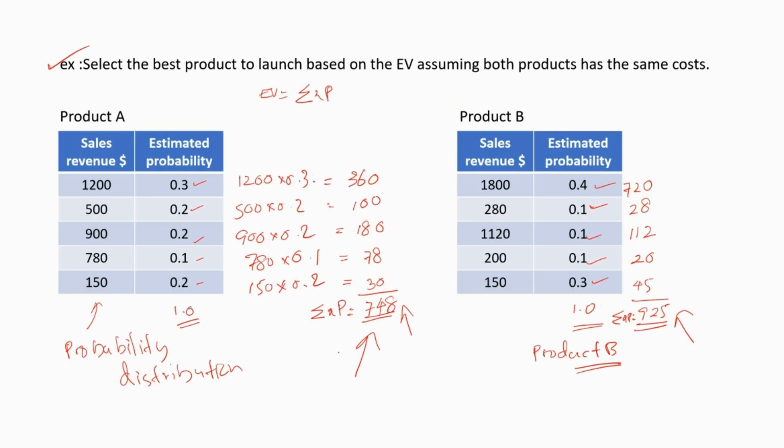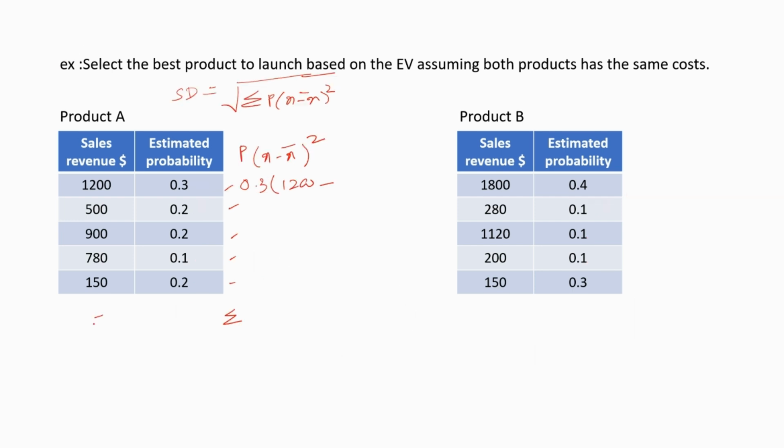Here 748. So the expected value for this is 748. For this probability distribution, the expected value is 925. So 748 to the power 2. For the second outcome, 0.2, 500 minus 748 to the power 2.